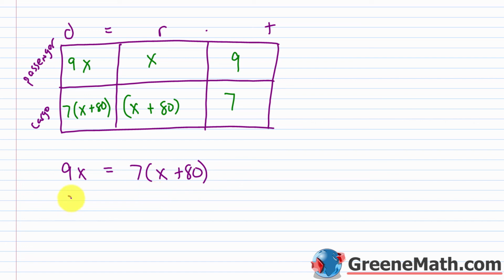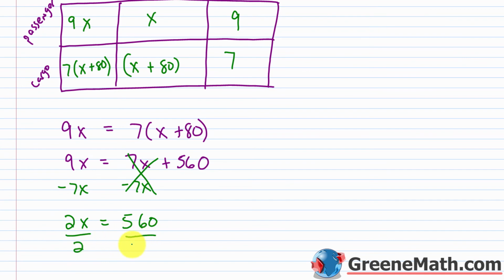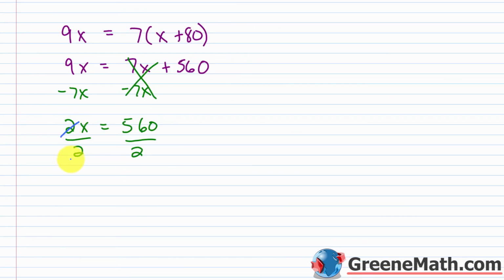So use my distributive property over here on the right. 7 times x is 7x, plus 7 times 80. We do 7 times 8, that's 56. Put a 0 at the end, that's 560. We would subtract 7x from both sides of the equation. That cancels. You'll have 2x is equal to 560. Divide both sides of the equation by 2. And what's going to happen is this will cancel with this. I'll have x is equal to 560 divided by 2 is 280.